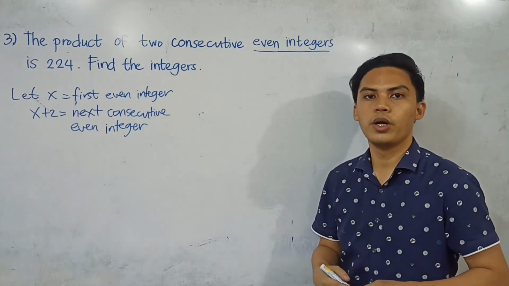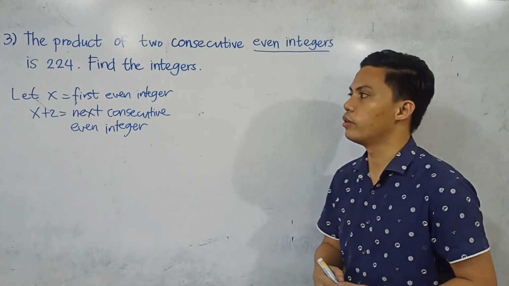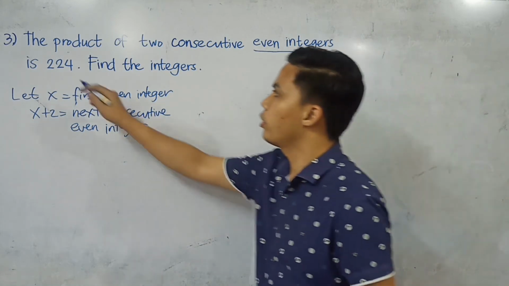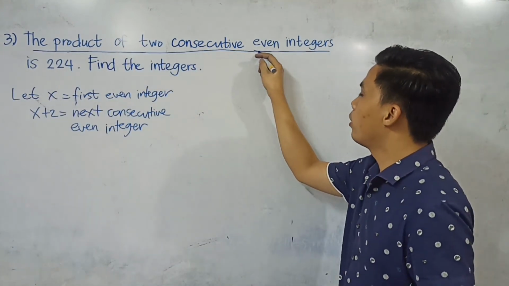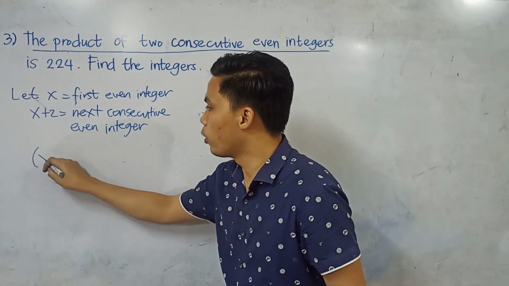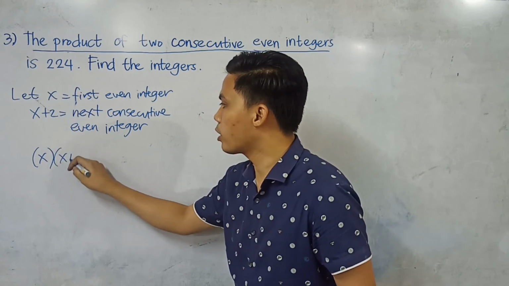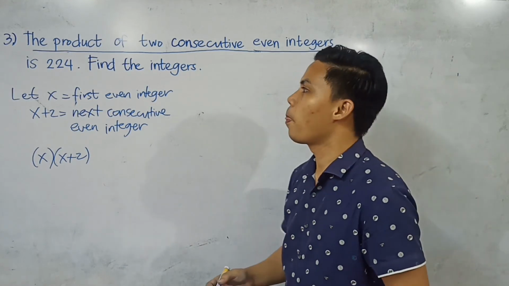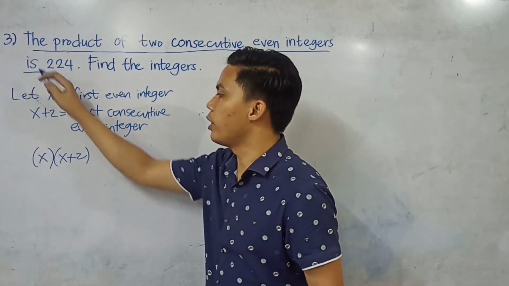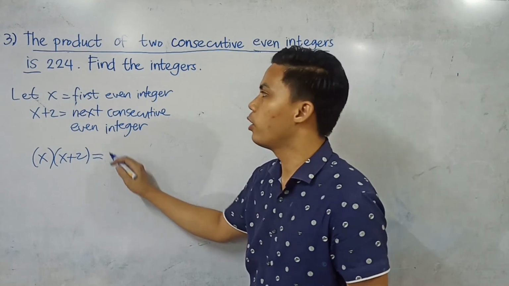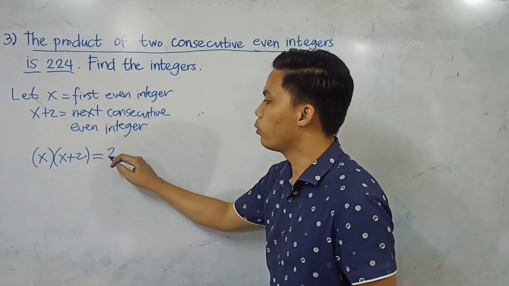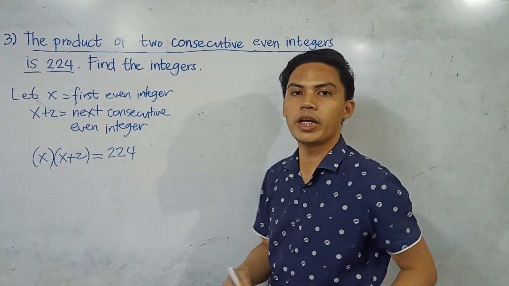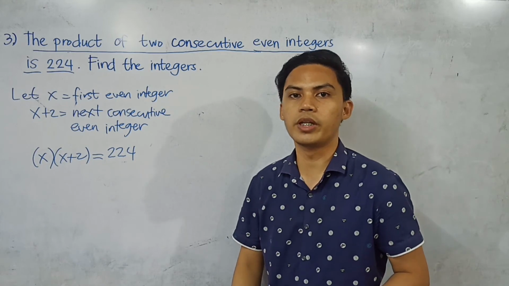Then we're going to formulate the equation. So yung equation natin, we have the product of two consecutive even integers. So ito muna yung i-interpret natin. So as a representation, we're going to multiply x by x plus 2. So that is x times the quantity x plus 2. Then is. So is natin, that would be equal to 224. After having our equation, proceed na agad tayo dun sa pag-solve ng equation natin.